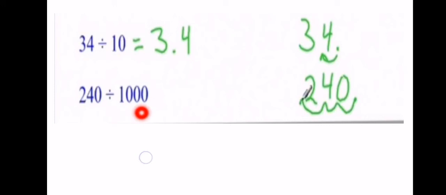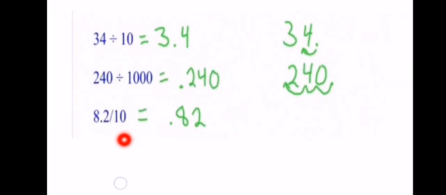Another one. Here we have 240, also a whole number, and I want to divide by 1000. How many zeros do we have? 3. So how many places will I move the decimal to the left? 3. Put the decimal first for yourself, then move it 3. 1, 2, 3. So it will be 0.240.